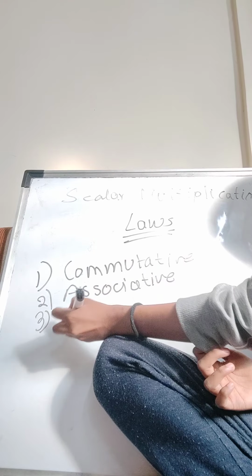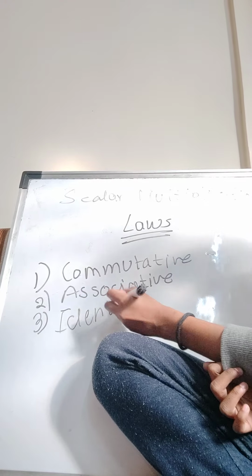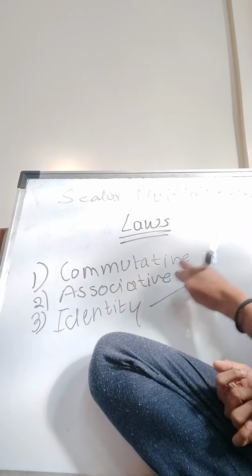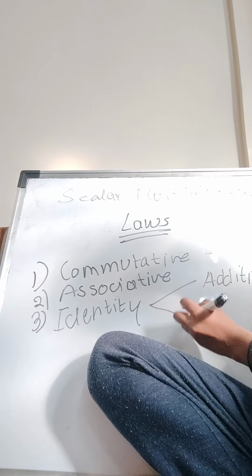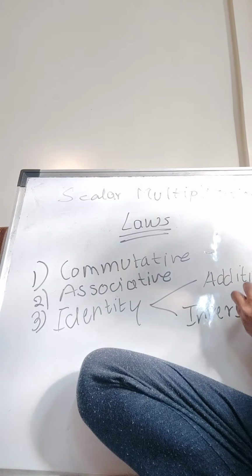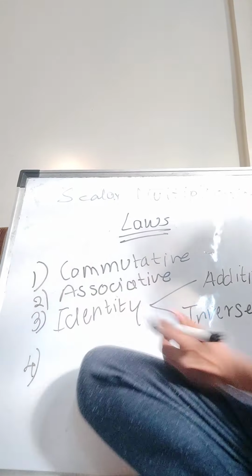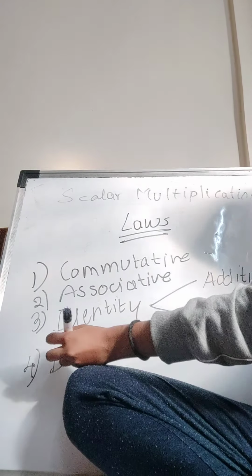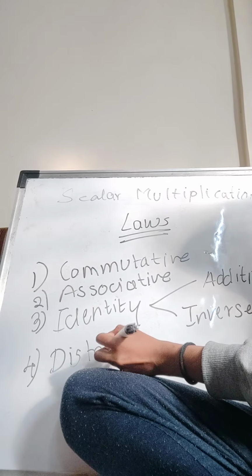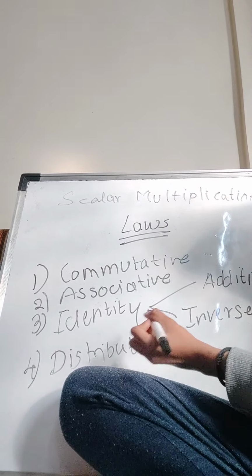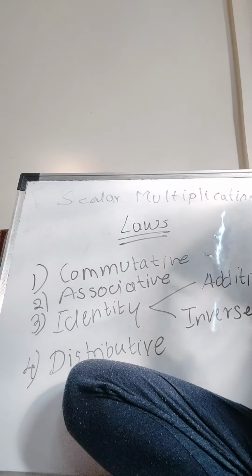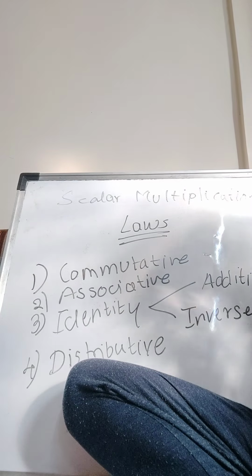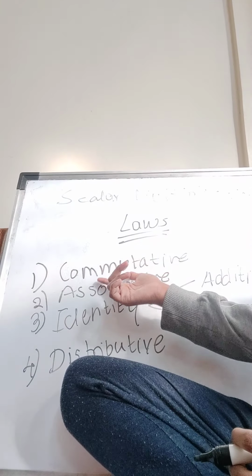Associative law, identity law. Here identity law also has two parts. One is additive identity and the second is inverse identity law. The fourth one is distributive law. And anything else? That's all. So what is commutative law?